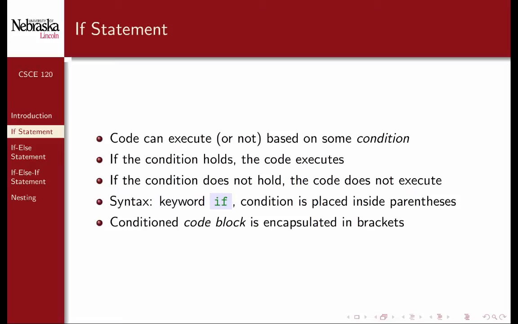Code can be specified to execute or not based on some condition. If the condition holds, the code can execute. If the condition does not hold, the code will not execute. To do this, we use the keyword if. The condition is placed inside parentheses immediately following this keyword, and the code that we want to condition on, the code block, is encapsulated in brackets.